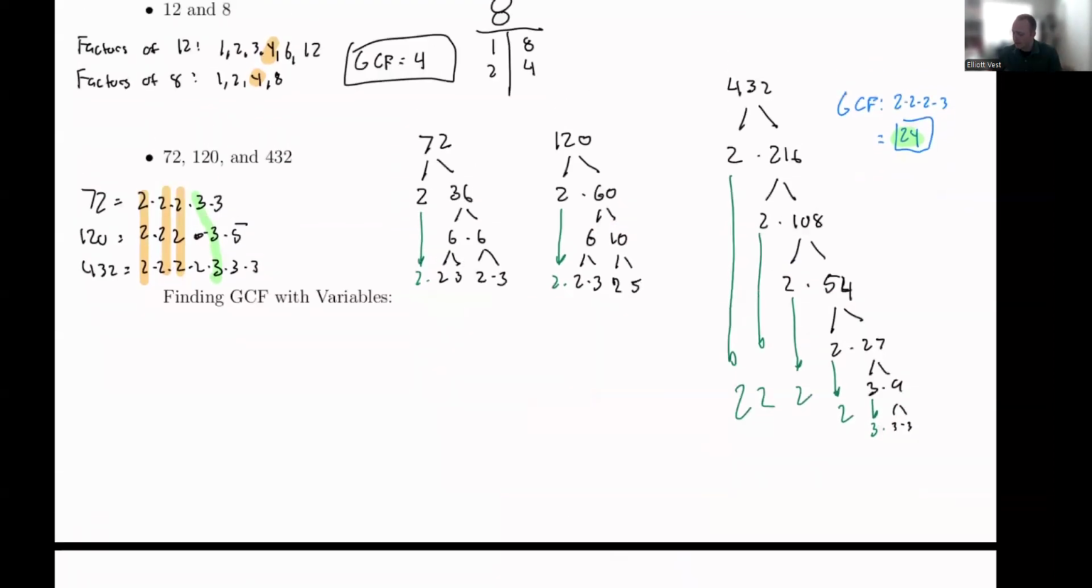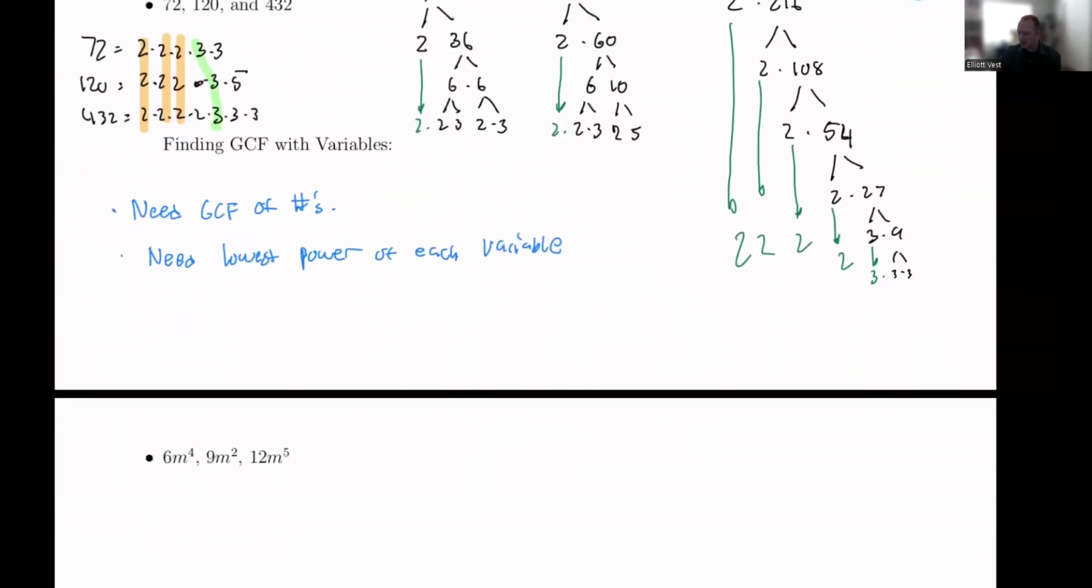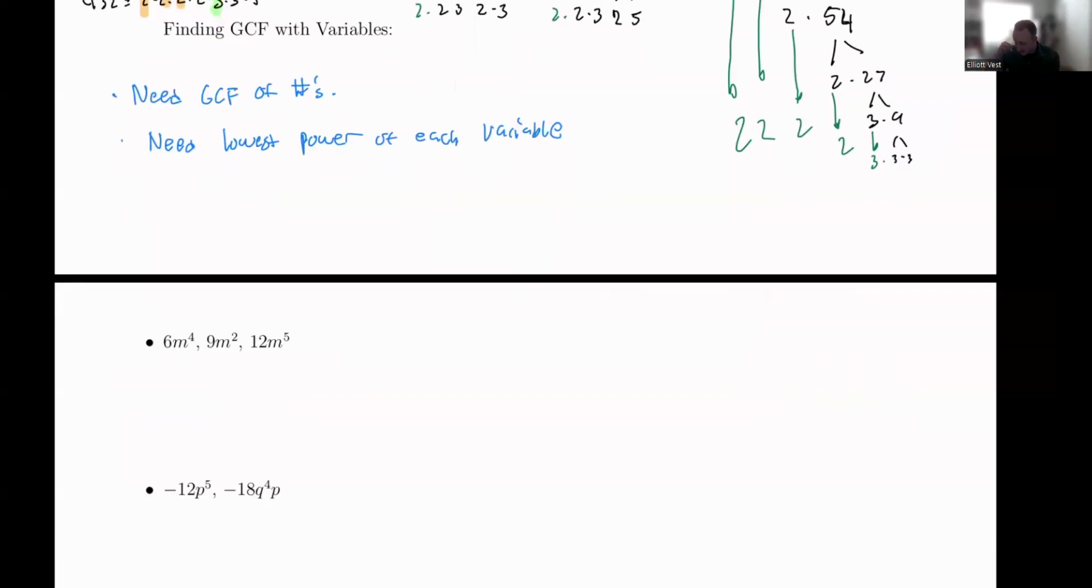Okay, how about when we find the GCF with variables? Well, it's the same process we were just doing. We need the GCF of the numbers in the problem. And then what we do is we just grab the lowest power of each variable. It might seem like, well, how does that work for the lowest power? But let's try some examples first. I have 6m to the fourth, 9m squared, and 12m to the fifth.